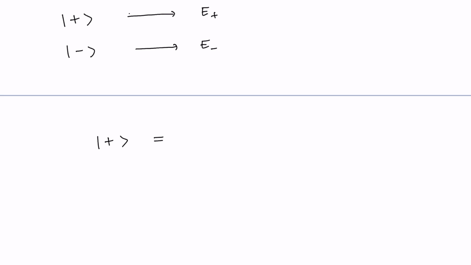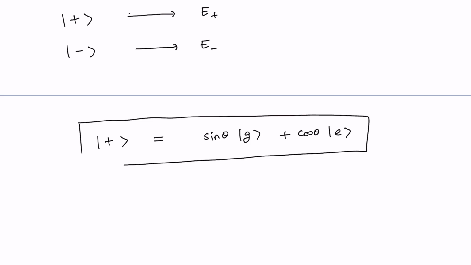So if I can write this |+⟩ also in terms of the basis vectors |g⟩ and |e⟩, let me write it in terms of |g⟩ and |e⟩, and the coefficients have to be such that the mod square should be equal to 1. So let me take the coefficient for |g⟩ as sin θ, and associated with |e⟩ is obviously going to be cos θ, right? So this represents the eigenstate, and I'm going to find out what sin θ and cos θ are later on.